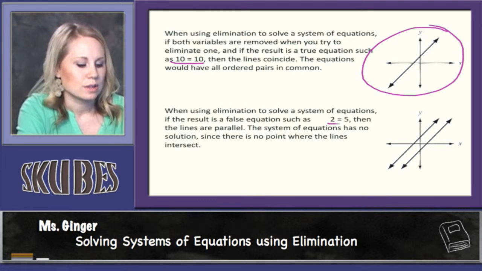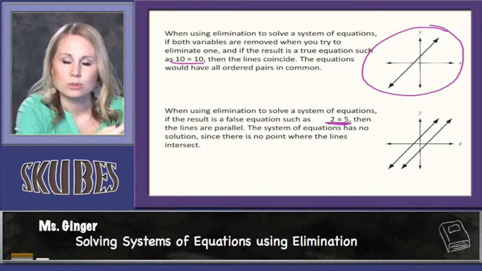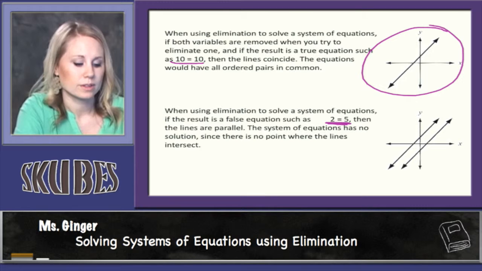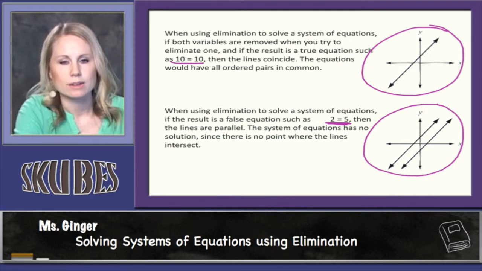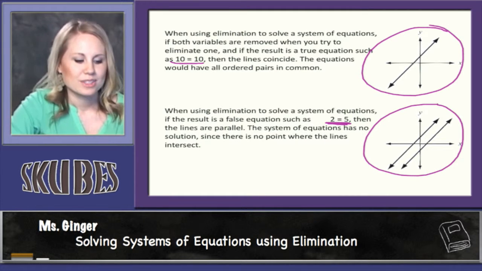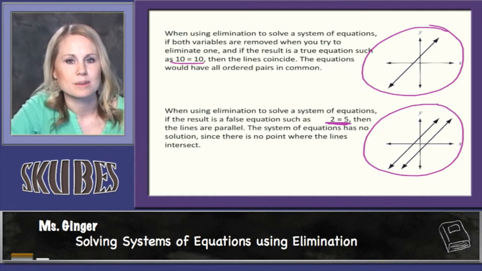If you're solving and you end up with a false statement, something like this, 2 equals 5, where the two sides of your equal sign are not equal, then this is what's happened here. This was that parallel lines scenario that I told you about, and you'll have no solutions for that system. So this is going to conclude our lesson on solving systems of equations using elimination.